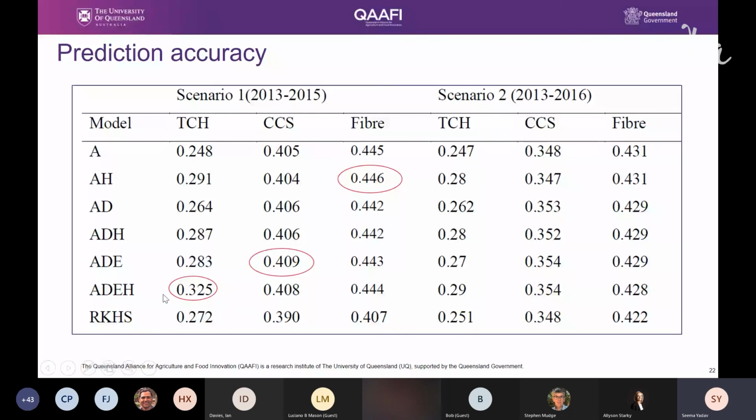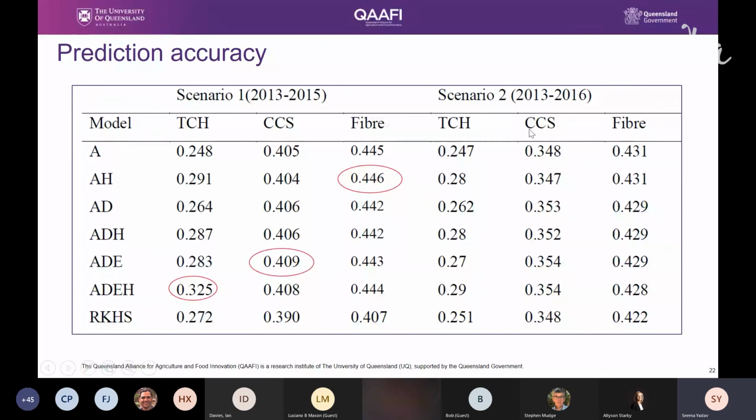Whereas for the CCS and the fiber, the prediction accuracy is highest in our additive with non-additive effect model, but they are not significantly affected. The fiber is a higher heritability trait, so there was no effect from including dominance and epistatic effects in the model. The highest accuracy was with the heterozygosity model, but there was no significant difference between the additive and the additive with heterozygosity. So I will say the additive model predicts effectively in the fiber.